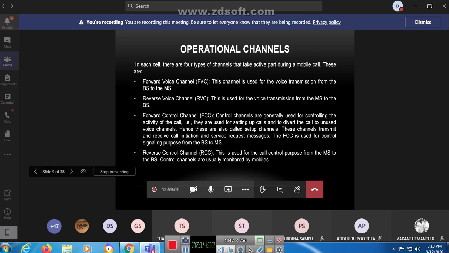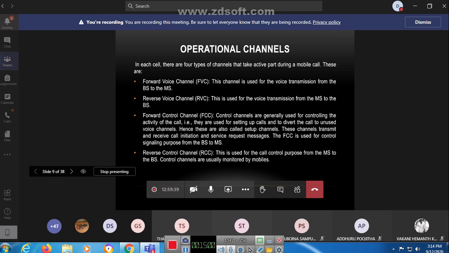So that is the forward control channel. And the reverse control channel is simply the opposite of that. The reverse process is from mobile station to base station, whereas here the controlling is from base station to mobile station. So these are the 4 types of operational channels. Clear all of you? Forward voice channel, reverse voice channel, forward control channel, reverse control channel. Because of this controlling effect, we don't have any disturbances. We don't have any attempts at unused calls.